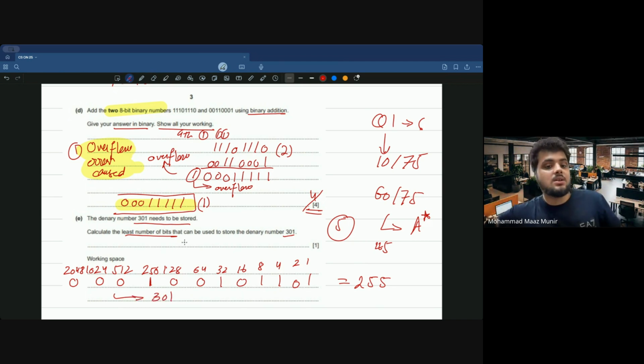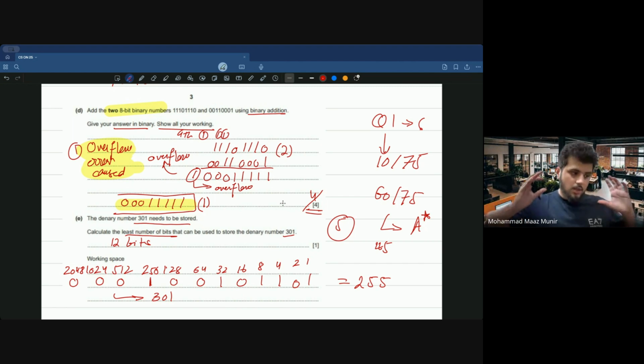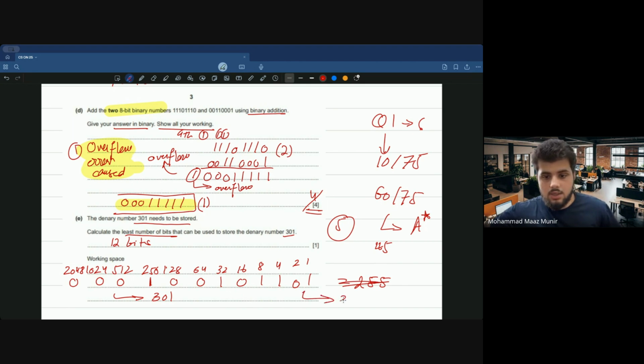Now, what's the least number of bits that can be used to store the denary number 301? 1, 2, 3, 4, 5, 6, 7, 8, 9, 10, 11, 12. So we are going to be writing 12 bits. Exactly, Osam. Perfect. 12-bit register. So 12 is your answer to this very question. Yes, 256 plus 32 plus 8 plus 4 plus 1, sorry, this will be 301. Oh, okay, this 255 was the maximum range.